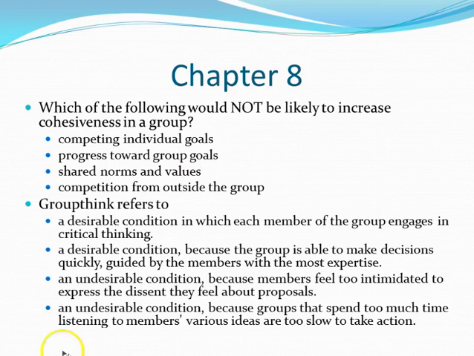Okay, so let's go ahead and jump into some questions here. Just like the midterm exam review, I'm going to read the questions, I'm going to read the answer choices, and then I will tell you what the proper answer choice is. So, which of the following would not be likely to increase cohesiveness in a group? Competing individual goals, progress towards group goals, shared norms and values, or competition from outside the group?